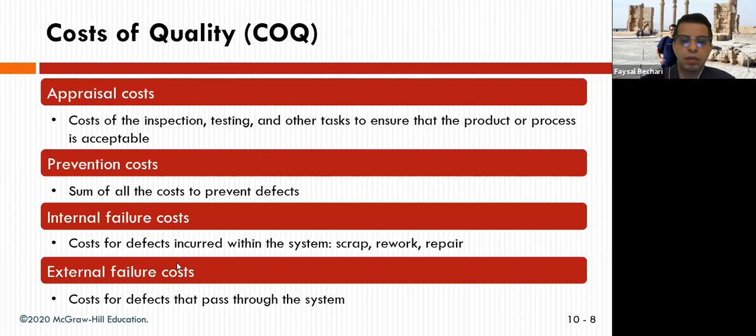And external failure cost for the defect that passed through the system. If it's defective, comes to the customer and they find it defective, it will make a bad impression on them, or it might not be purchased at the price that you are asking for. So these are all the total cost of the quality. You need to look at all these in order to estimate how much you're willing to put in to have a better quality product.